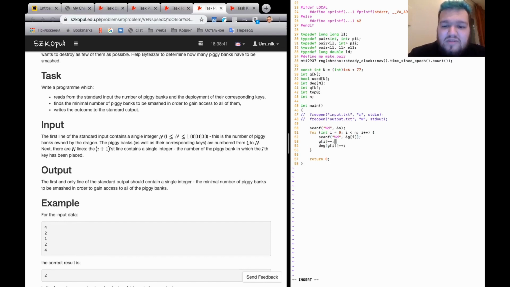So I'm reading the graph, and with the reading, I'm calculating the number of incoming edges. So from vertex E, the edge goes to G of E, and this way the incoming degree of vertex G of E should be increased by one. Now I'm going through all the vertices, and if its degree is zero, I should put it to the queue. Now, I will just go through our queue.